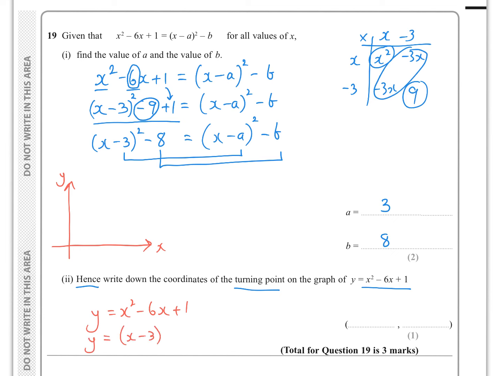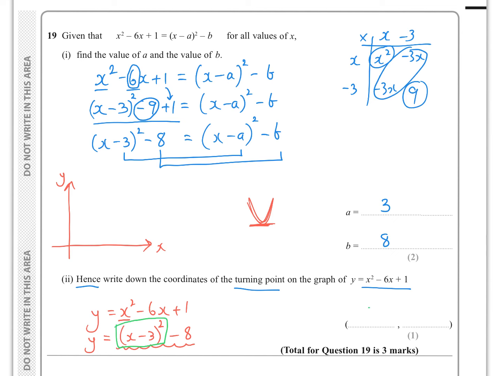knowing from part a that the form is like so, to find the turning point would be either the maximum or the minimum. Now, because this coefficient of x squared is positive, it's just a positive number of x squared, the shape's going to be like so. So it's going to have a minimum point. And the minimum value of this right hand side is always going to be where this bracket vanishes. So that would only happen when x is 3.